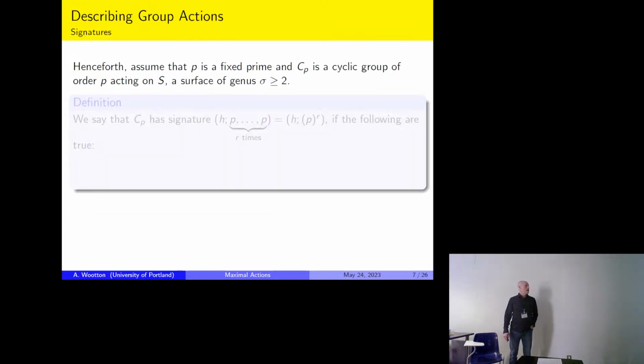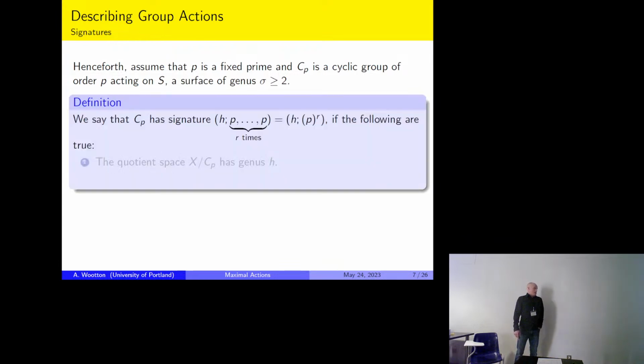Okay, so now let's start getting to the meat of the talk. So some preliminaries first. In fact, most of the talk is preliminaries, and I'll just tell you what we found. So I usually describe actions via signatures. In this case, since we're dealing with cyclic prime subgroups, signatures are relatively easy to describe.